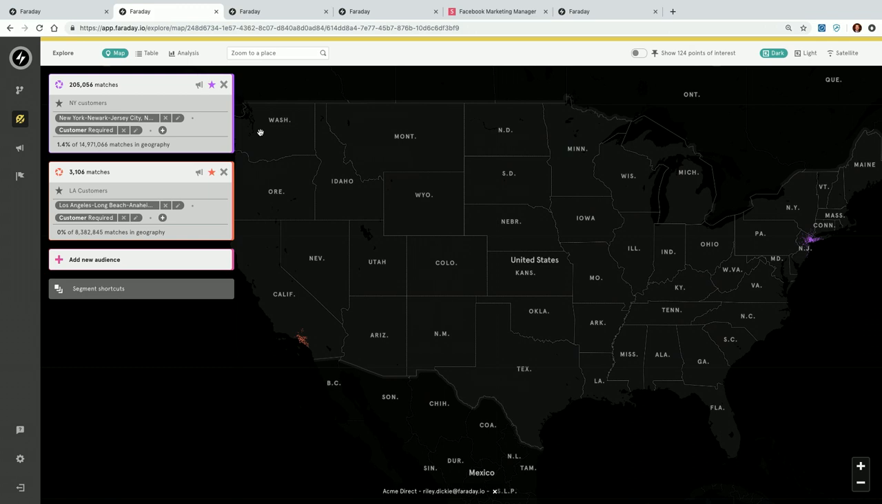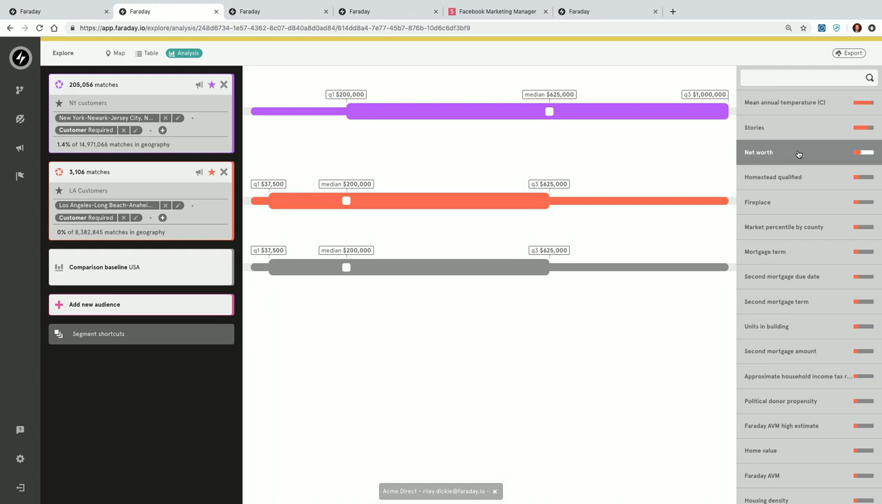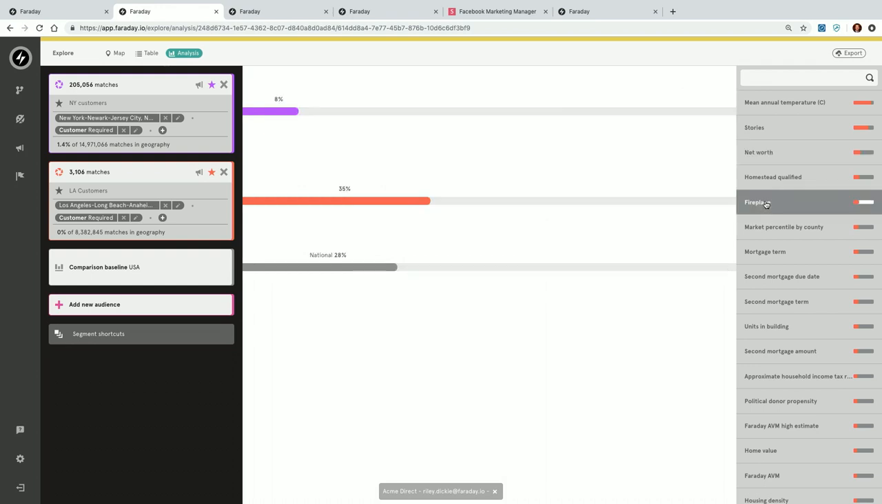What you're looking at right now is a fictitious account that pulled in their information, whether it's from their CRM, marketing automation solution, or even a data warehouse or core system. We have those integrations already in place, and we upload into our system and do a direct identity match. What you're looking at is a very easy segmentation based off of customers in New York compared to customers in LA. Obviously, from the map, you can clearly see the differences, but we can also go over into our Analyze tool, and the full breadth of data starts to come up. We can look at their net worth, or if they have a fireplace in their house, and start to get some really clear ideas of who these people are.